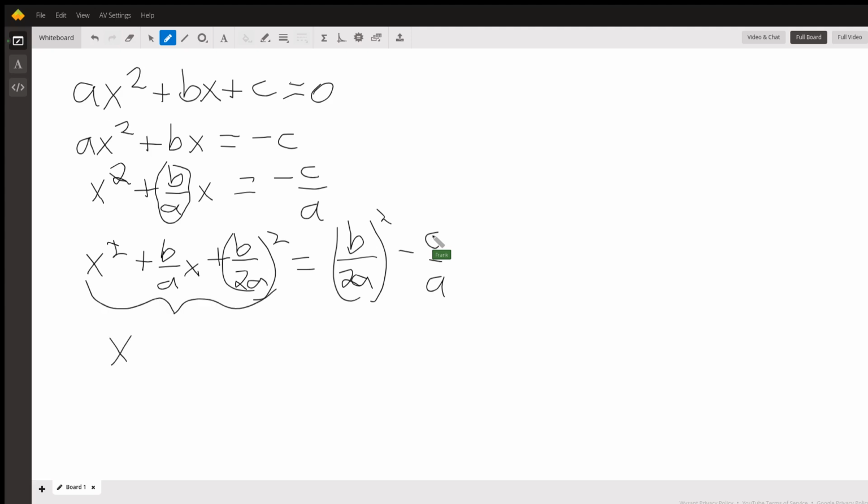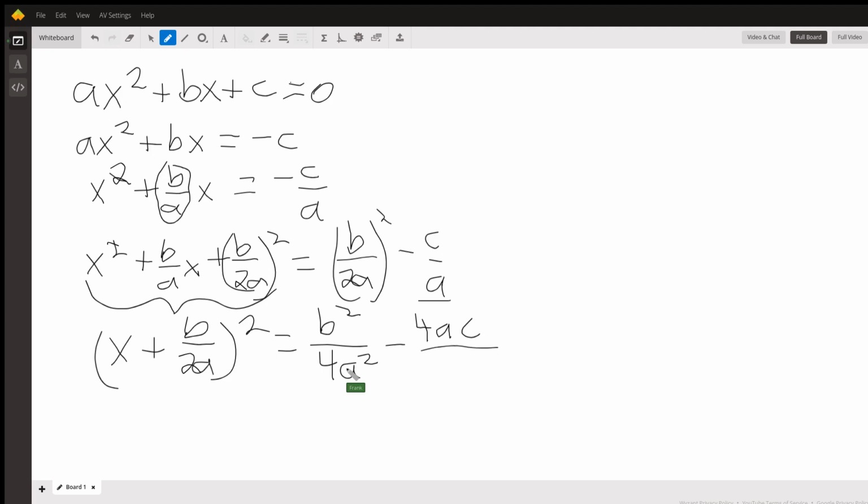This is x plus b over 2a squared. That's why I complete the square. I'll square this: b squared over 2 squared is 4, a squared is a squared. And then I want a common denominator. I've got c over a. So a goes into 4a squared 4a times. So this is minus 4ac over 4a squared.